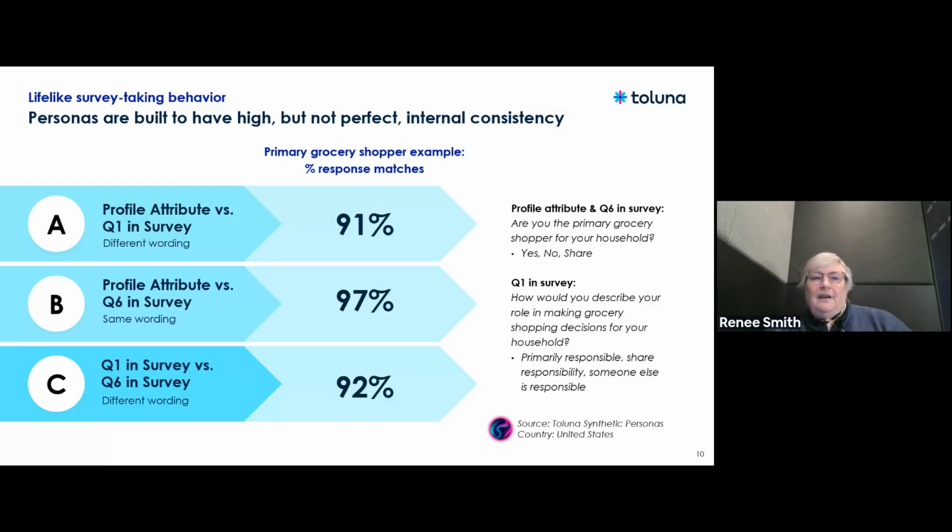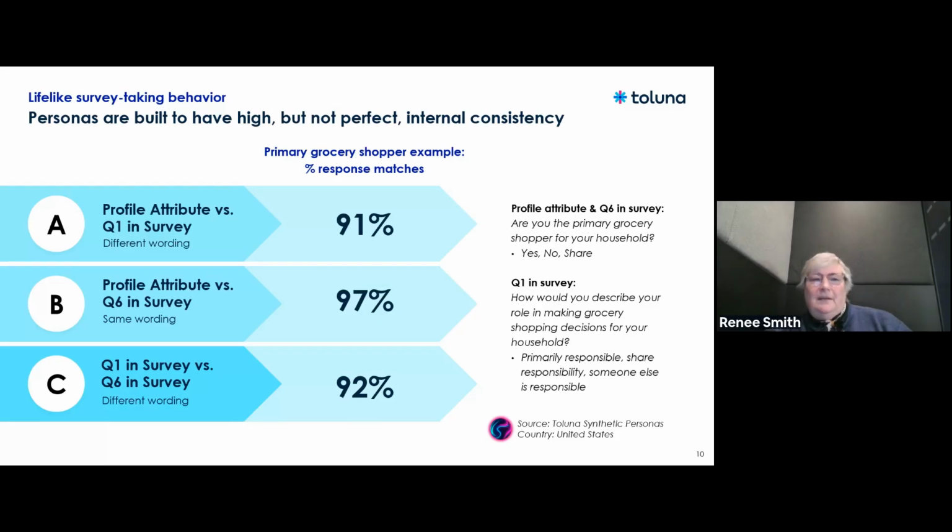three things. So first of all, they have in their profile attribute, in their profile itself, whether they're a primary grocery shopper. So that question, are you the primary grocery shopper for your household? Yes, no, or you share the responsibility. We then ran a short survey, and in Q1 of that survey, we asked them about primary grocery shopper, but we used a different wording. How would you describe your role, etc.? Primarily responsible, share responsibility. And then at question 6 in the survey, we asked them about primary grocery shopper again, and we asked it in the exact wording of their attribute.